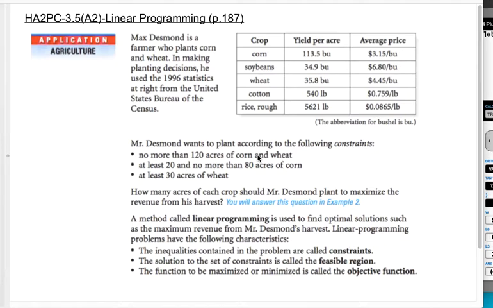So if, for instance, you're trying to make money, you would want the most, but if you were trying to, I don't know, conserve your costs, if you're running a business and you want to talk about cost, well, then you would want minimum cost, right? Linear programming problems have the following characteristics.